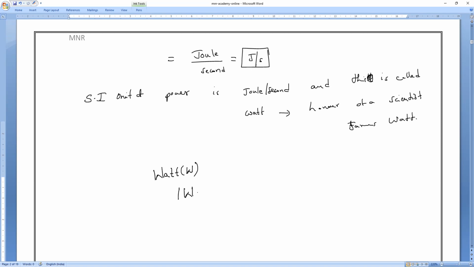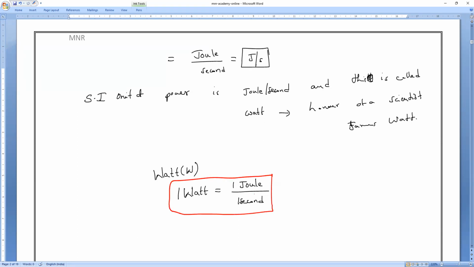So 1 watt is equal to, if I say the power of a given person or object is 1 watt, it means he is consuming 1 joule of energy per 1 second, or 1 joule of work done per 1 second. That is what we call 1 watt. So I will teach you. So what is 1 watt?